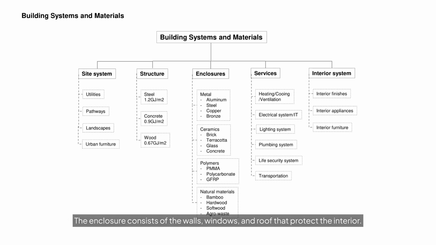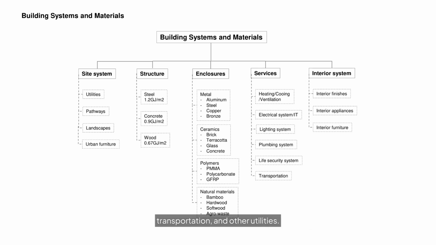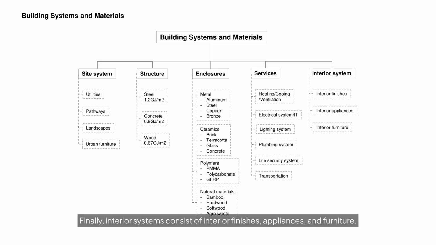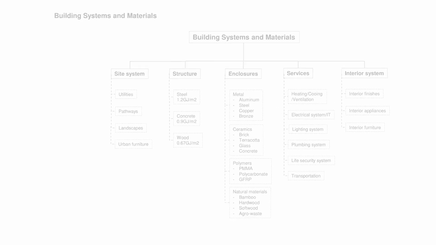The structure is the building skeleton made of steel, concrete, or timber frame. The enclosure consists of the walls, windows, and roof that protect the interior. Services include systems like HVAC, heating, cooling, and ventilation, electrical systems, IT networks, plumbing, life safety, transportation, and other utilities. Finally, interior systems consist of interior finishes, appliances, and furniture. Together, these systems are integrated to create the entire building and define its performance and aesthetics.